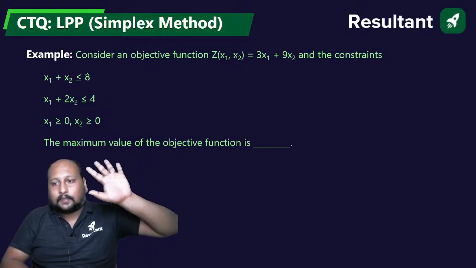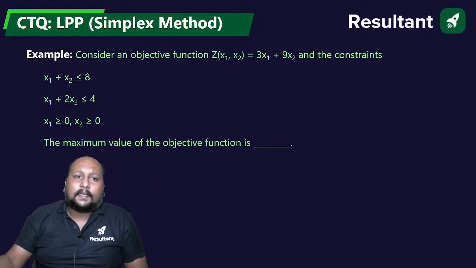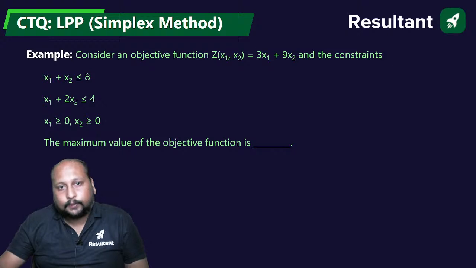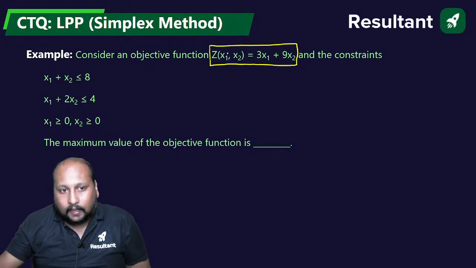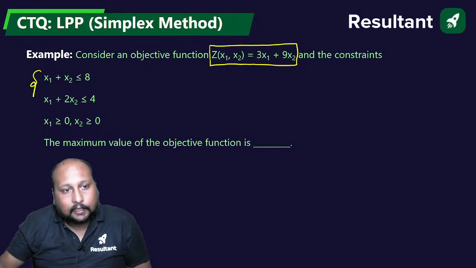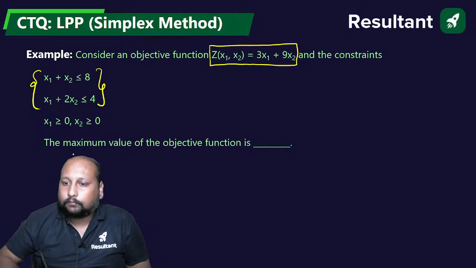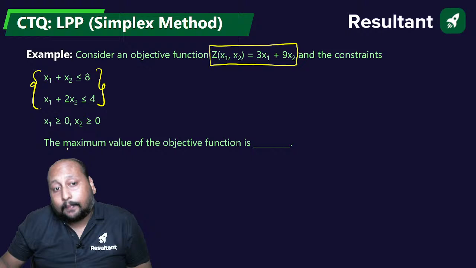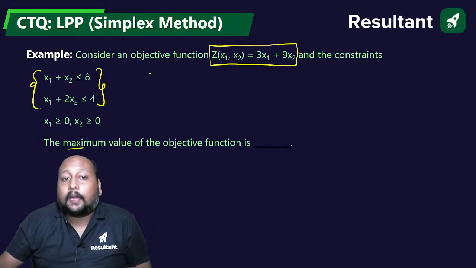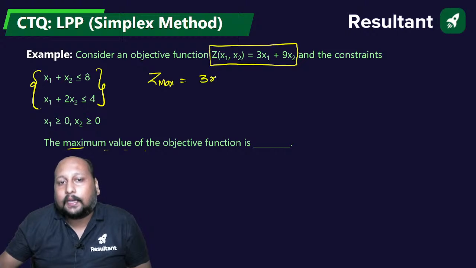I hope everyone is able to see the question. The question is quite easy. Consider the objective function. Now they have given the objective function Z equal to 3x1 plus 9x2, right? And we have the constraints. These are the two constraints, and this is the non-negativity, right? You have to calculate the maximum value of the objective. That means you have to calculate Z maximum. Z maximum is equal to 3x1 plus 9x2.